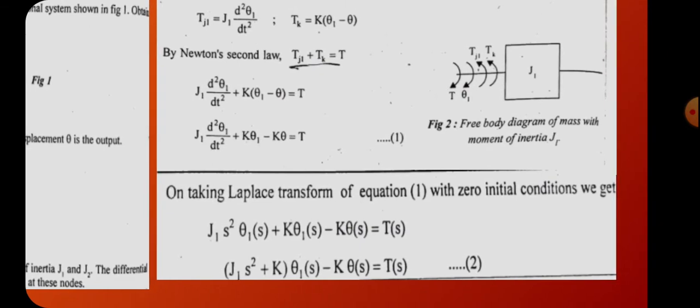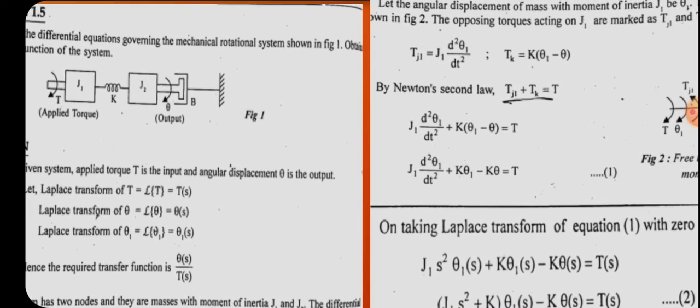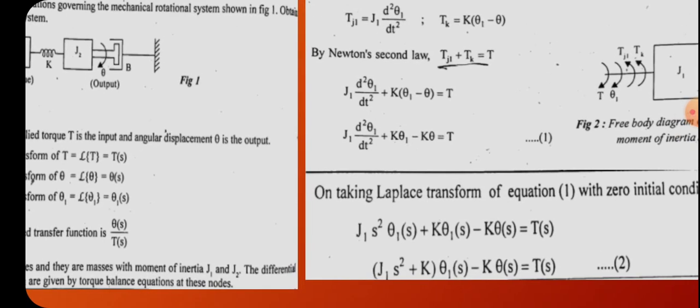So, we can take theta 1 of s common outside. The equation becomes J1 s square plus K, into theta 1 of s, minus K into theta 2 of s, equal to T of s. That is equation number 2. So, we got the equation connecting theta 1 of s, theta 2 of s and T of s. This is the equation corresponding to the moment of inertia of mass J1.